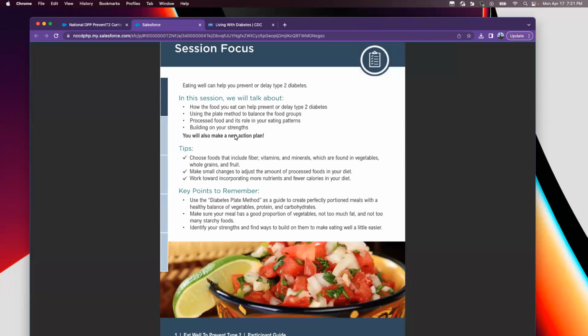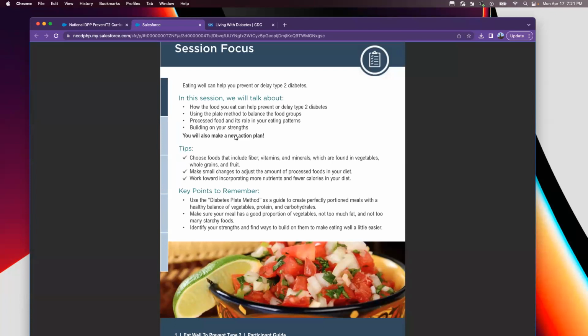Key points to remember: use the diabetes plate method as a guide to create perfectly portioned meals with a healthy balance of vegetables, protein, and carbohydrates. Make sure your meal has a good proportion of vegetables, not too much fat, and not too many starchy foods. Identify your strengths and find ways to build on them to make eating well a little easier.